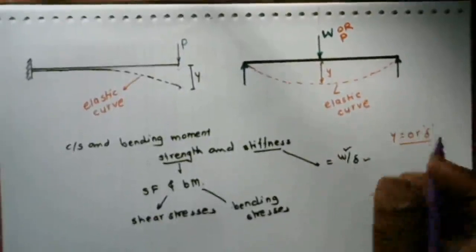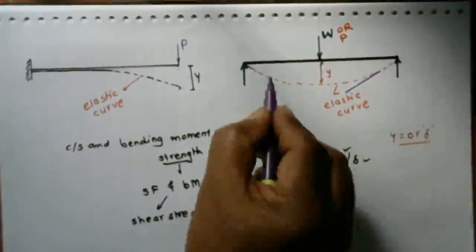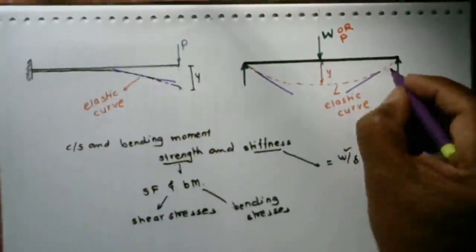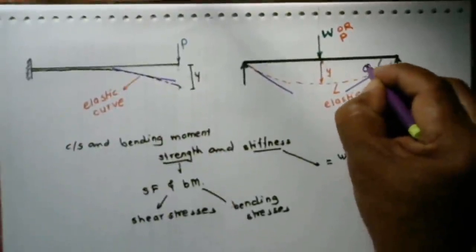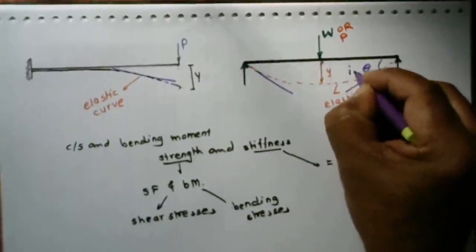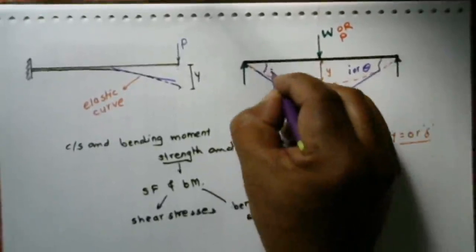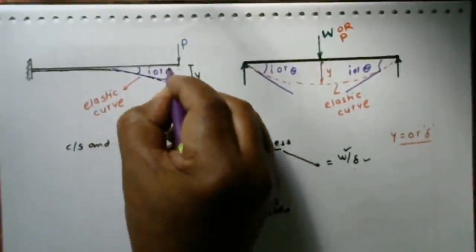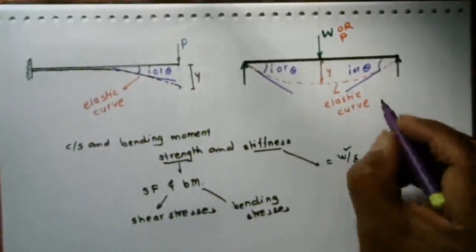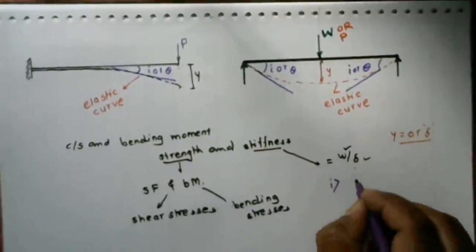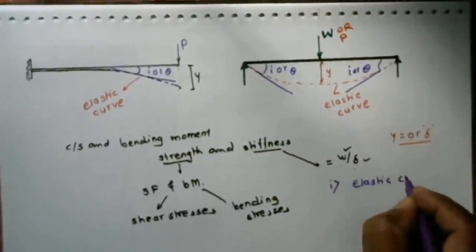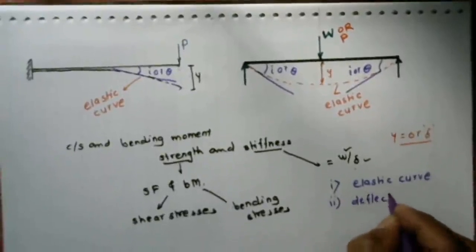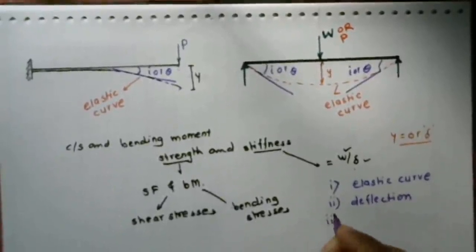If we take a tangent to that elastic curve in this manner, the tangent makes some angle, and that angle is denoted by theta. It is denoted by theta, and theta is known as the slope. So here there are three terminologies. First is the elastic curve, second is the deflection of the beam, and third is the slope.